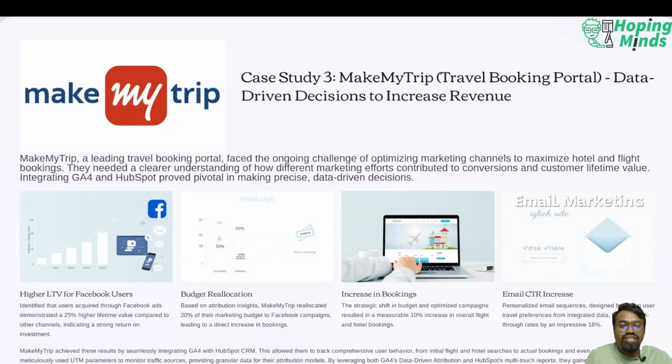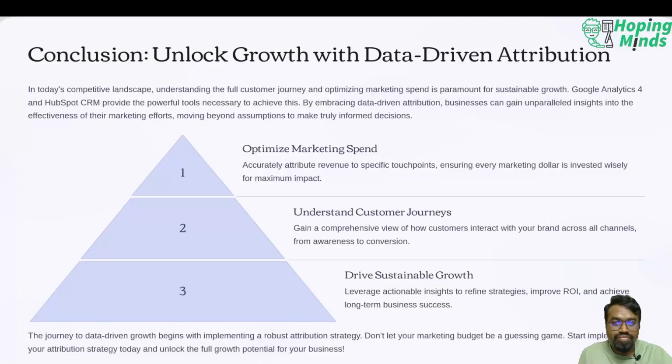So, Make My Trip is one of the fastest growing, or you can say, one of the best platforms to book your hotels or your complete travel itinerary, and hence they make sure they are using GA4 and HubSpot CRM, making the life of marketers very easy.